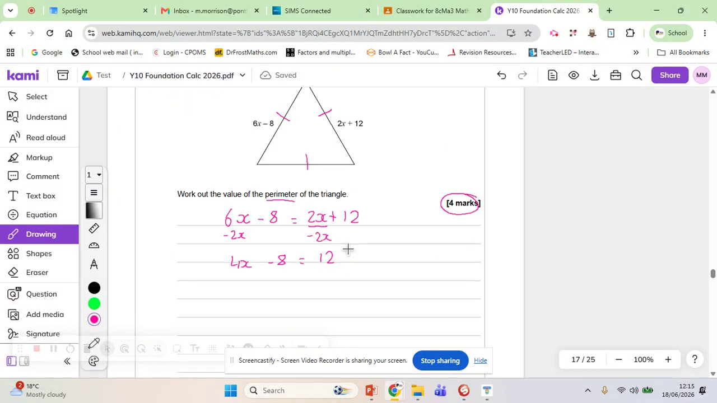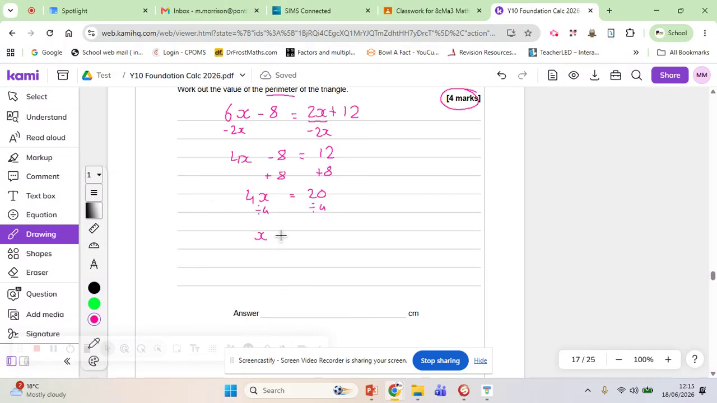I'm then going to add 8 to both sides, because that's the opposite of taking away 8. So we end up with 4x is equal to 20. And then I'm going to divide by 4 to get that x is equal to 5.